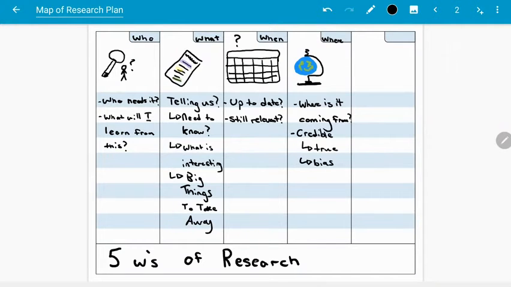Does it have bias? And it doesn't mean that the bias is that it's mean-spirited. It might be that they just have information from one side and they weren't able to do research on the other components. It may still be useful, but we have to keep in mind of the bias. Then we move on to the why.